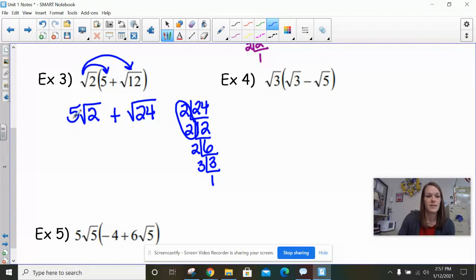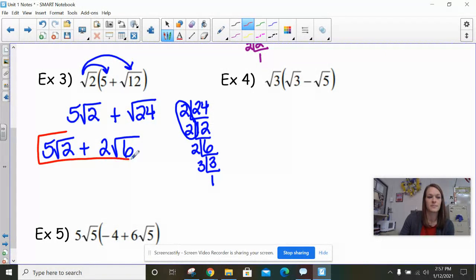So I have this 5 square root of 2 plus this pair of 2's come out, and then the 2 and the 3 here stay in. I'll multiply that together and I will get 6. And then remember, in order to add radicals together, the number under the radical needs to be the same. Since they are not the same, these are not like terms. That is my answer here.